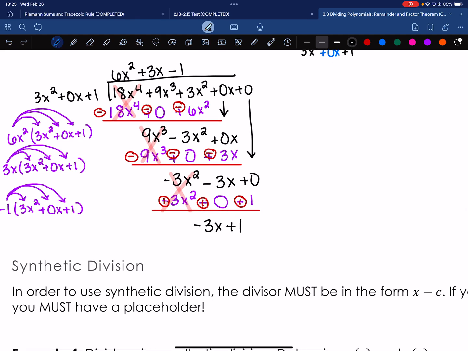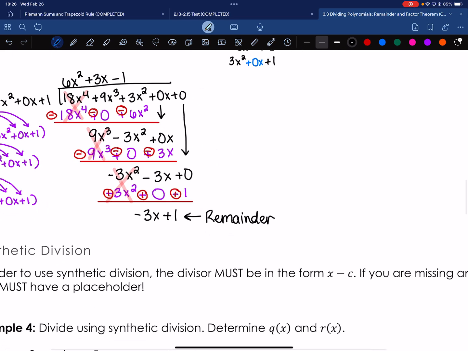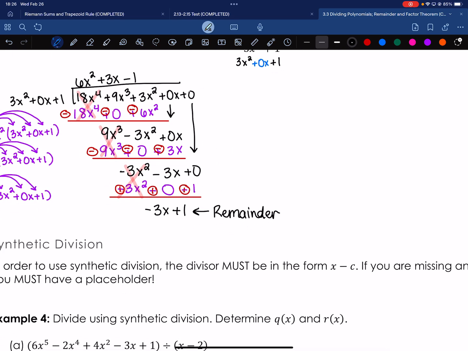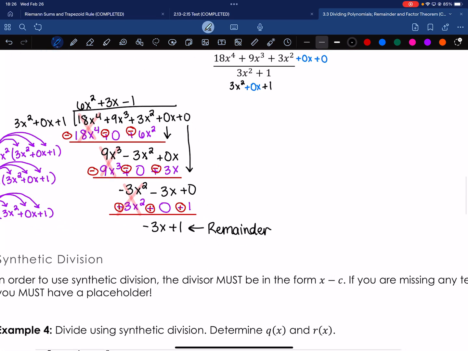So now this time your remainder is an expression, which can happen. So on this type of problem, when it says find Q and R, Q of X is going to be the quotient on the top.